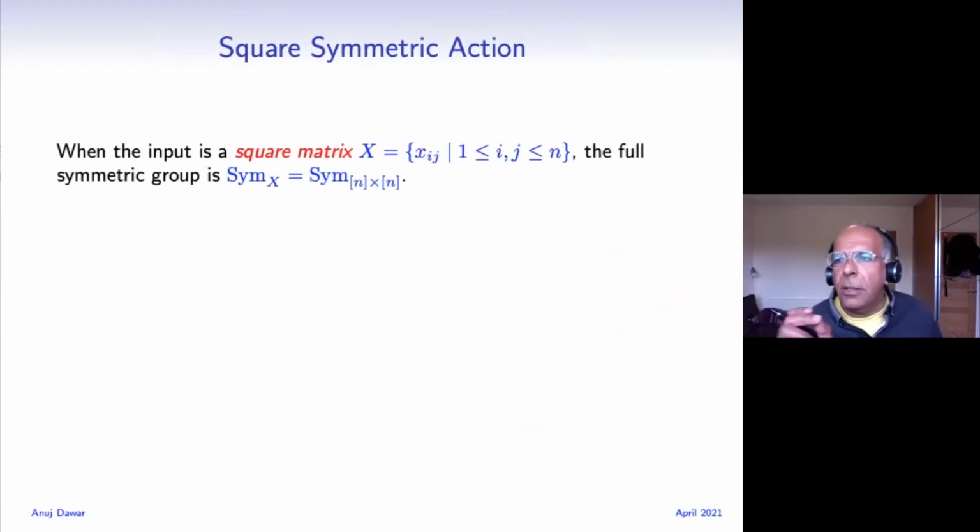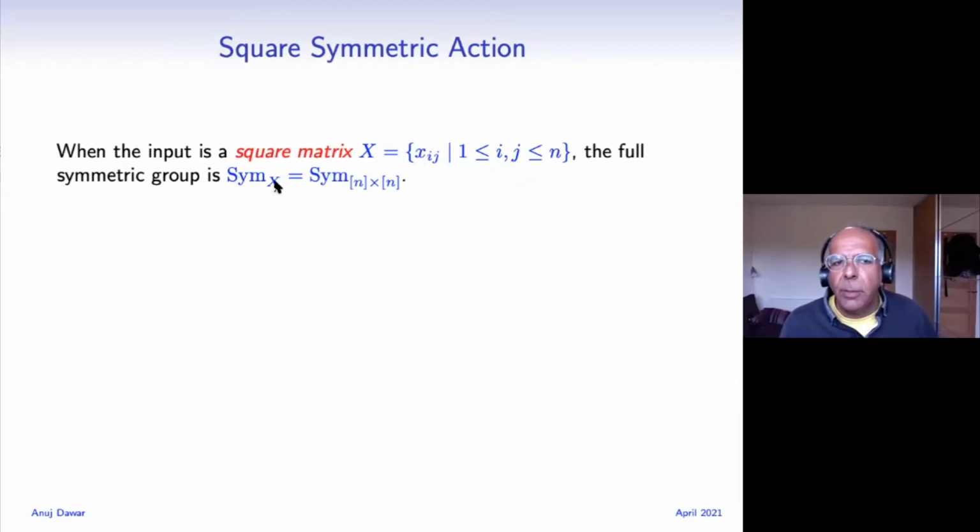So I gave you an example now where the polynomial and the circuit were invariant under the full symmetry group on the set of variables. Now I'm going to consider some restricted symmetries. For instance, suppose our set of variables is x_ij with i and j ranging from 1 through n. So in some sense, we're looking at our input as a matrix.